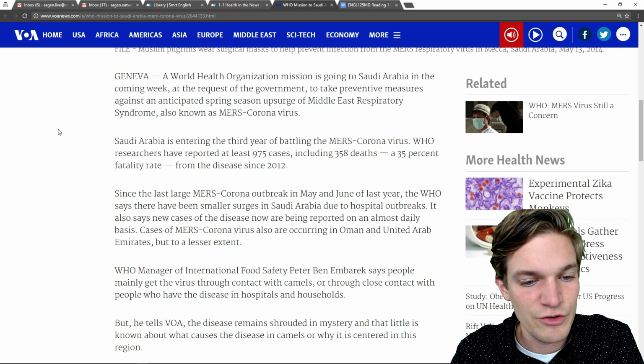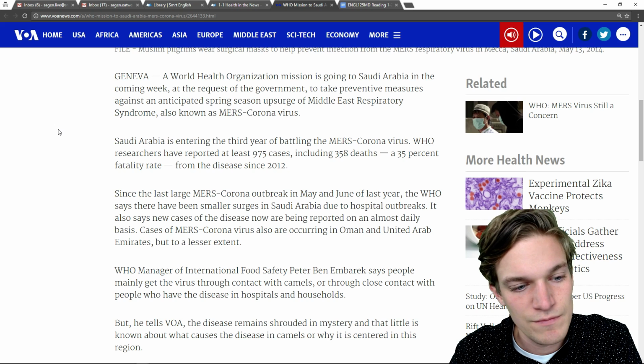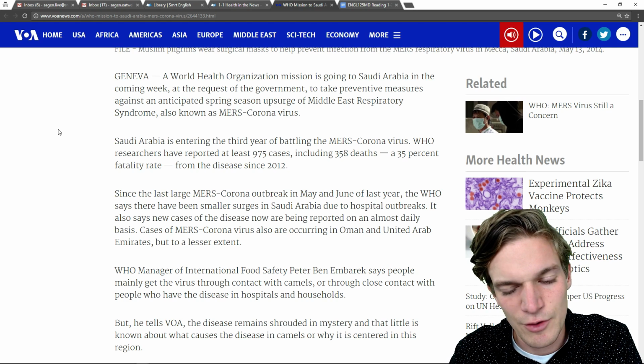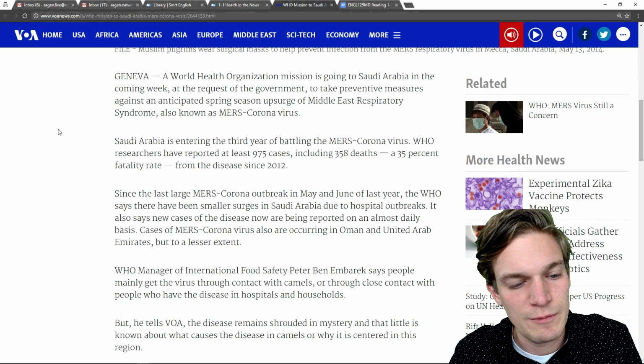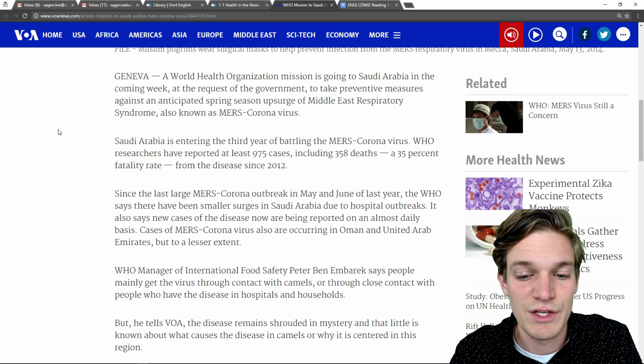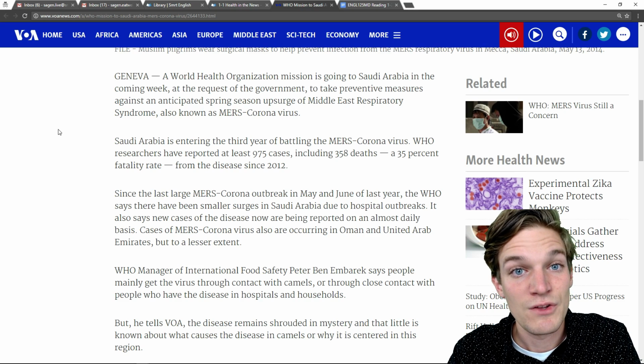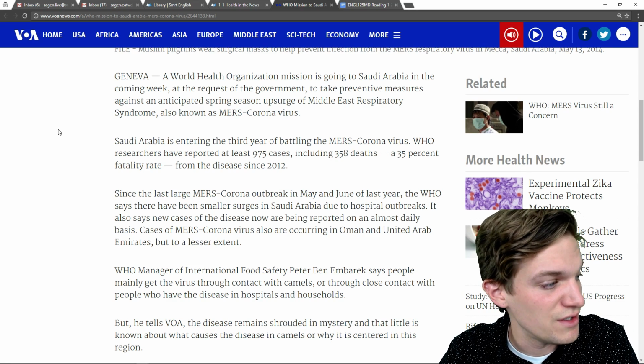Since the last large MERS corona outbreak in May and June of last year, the WHO says there have been smaller surges in Saudi Arabia due to hospital outbreaks. It also says that new cases of the disease are now being reported on an almost daily basis. Cases of MERS coronavirus are also occurring in Oman and the United Arab Emirates, but to a lesser extent. So this virus is a big deal for this area.